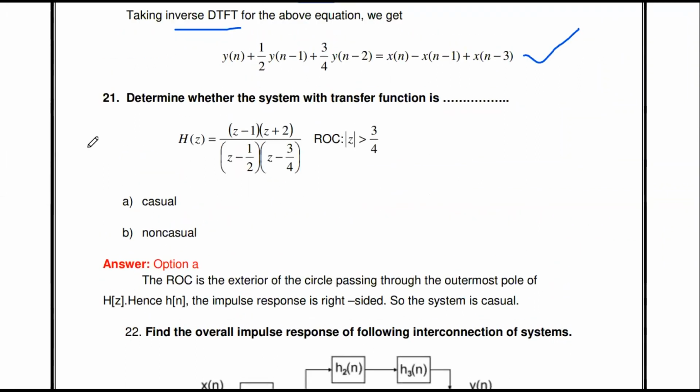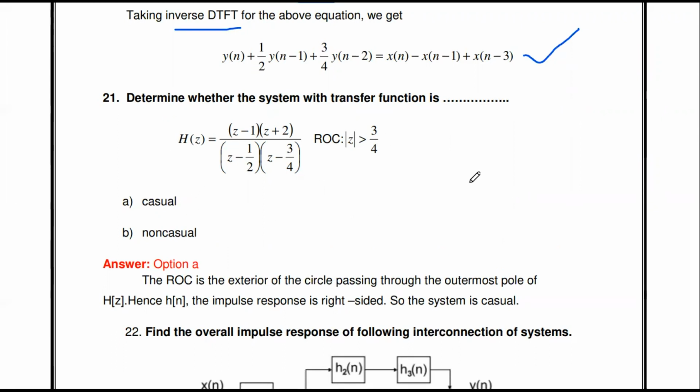Okay, then the next question: determine whether the system with the transfer function is dash. So this is the given system transfer function, H of z equal to z minus 1, z plus 2 divided by z minus 1 by 2, z minus 3 by 4, with the ROC modulus of z greater than 3 by 4. So this system is either causal or non-causal.